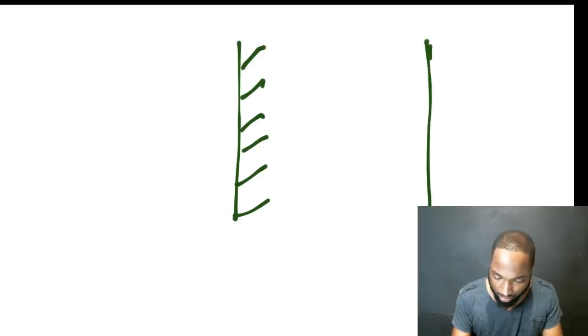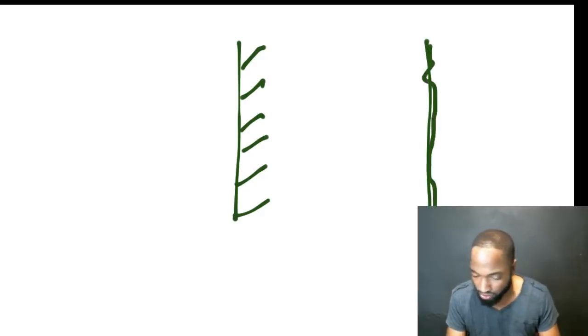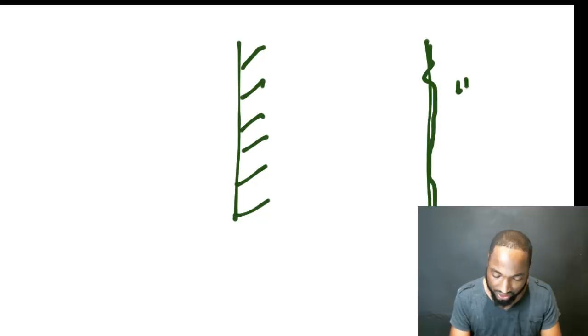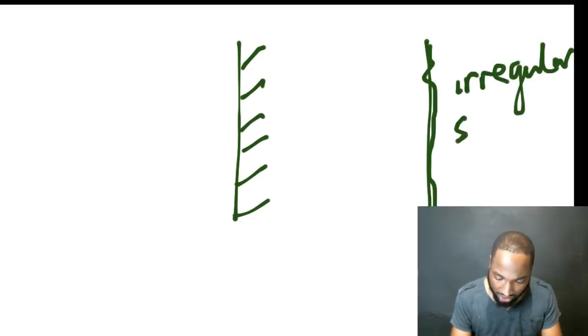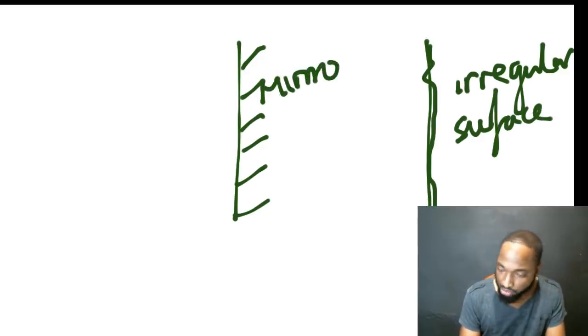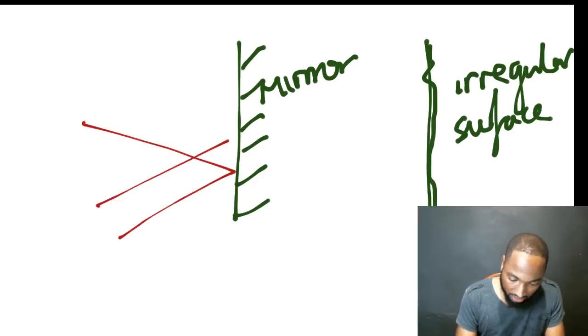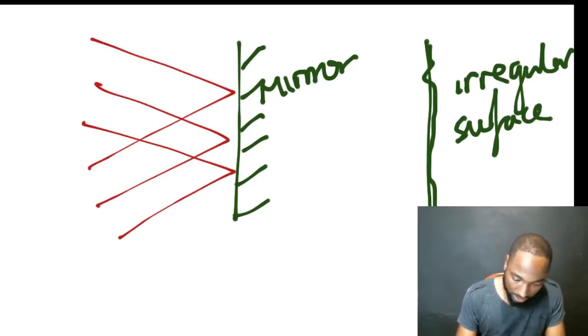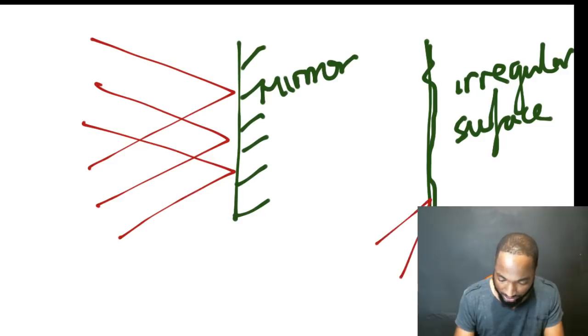You have your mirror now. And then you can have a bumpy mirror. So if it's an irregular surface, what will happen? Well, it's kind of obvious, but just to talk about everything, because I want to talk about everything. A mirror with a smooth surface will have parallel reflection taking place, so everything reflects cleanly. In this one, if the surface is bumpy, some rays might bounce this way, some might go that way.